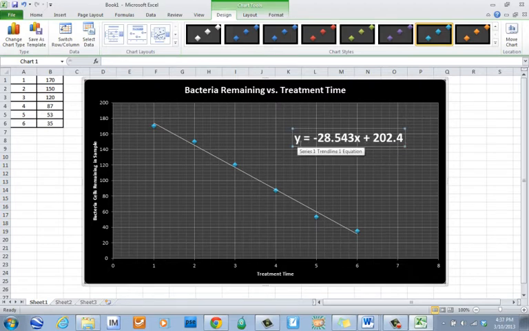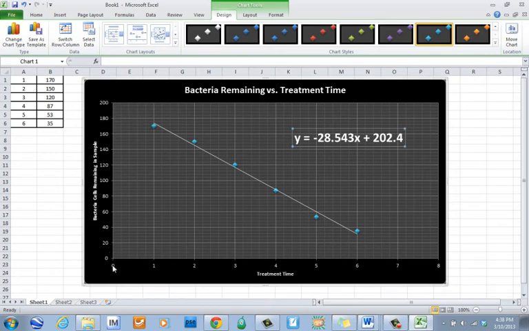So this is what's called the slope-intercept form, and you can use it to solve for any point on the graph. So for example, if we wanted to know at what time all the bacteria would be dead, that would be y equals 0, because the y is the number of bacteria cells. So if you set 0 for y, then you solve for x, and that tells you what time they would all be dead.